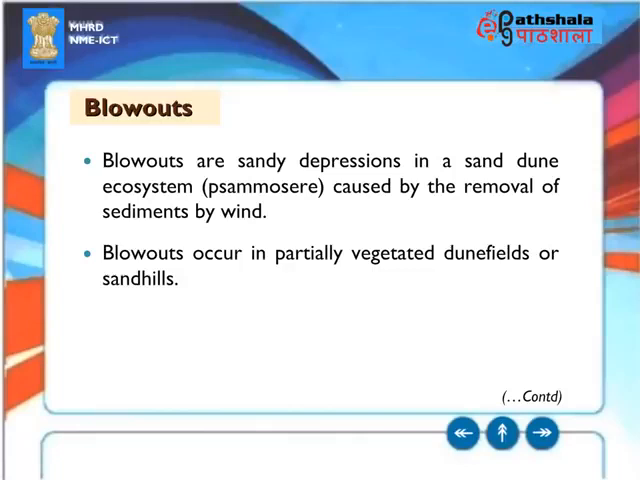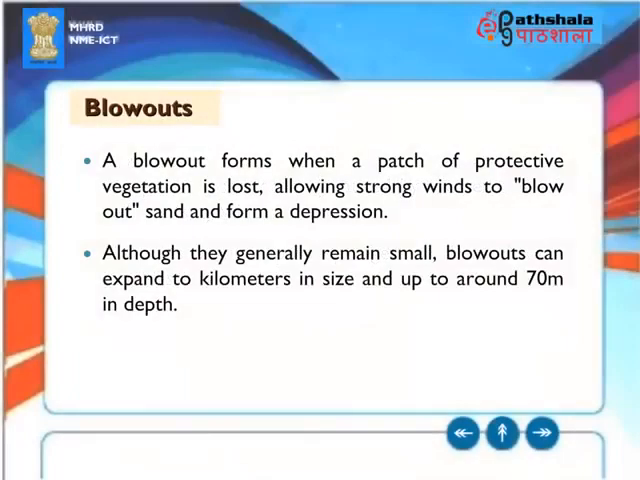Blowouts are sandy depressions in a sand dune ecosystem, caused by the removal of sediments by wind. Blowouts occur in partially vegetated dune fields or sand hills. A blowout forms when a patch of protective vegetation is lost, allowing strong winds to blow out sand and form a depression. Although they generally remain small, blowouts can expand to kilometers in size and up to around 70 meters in depth.